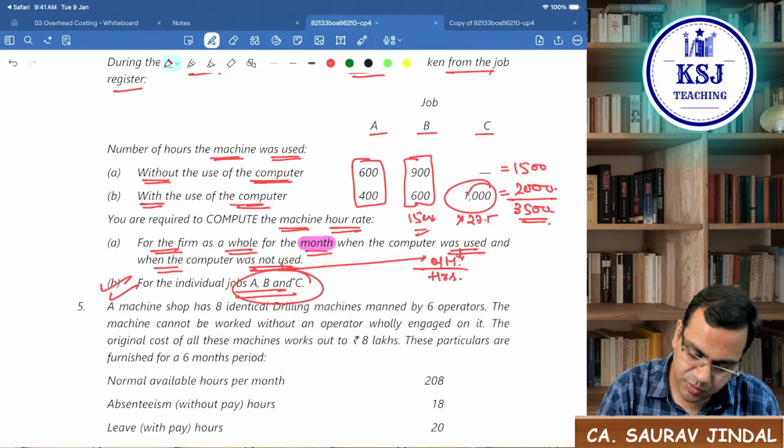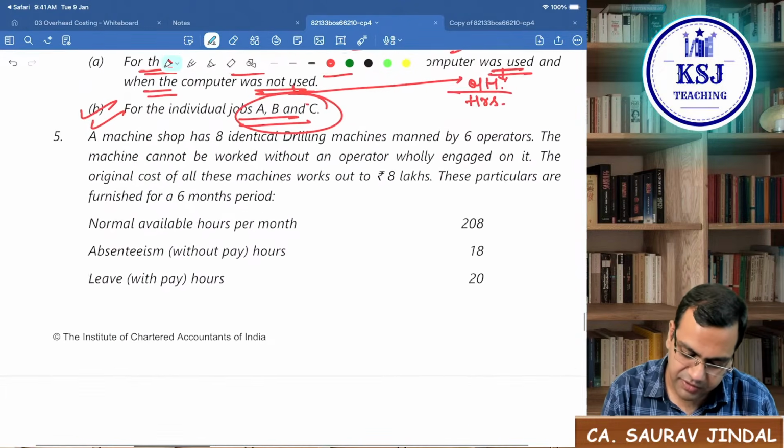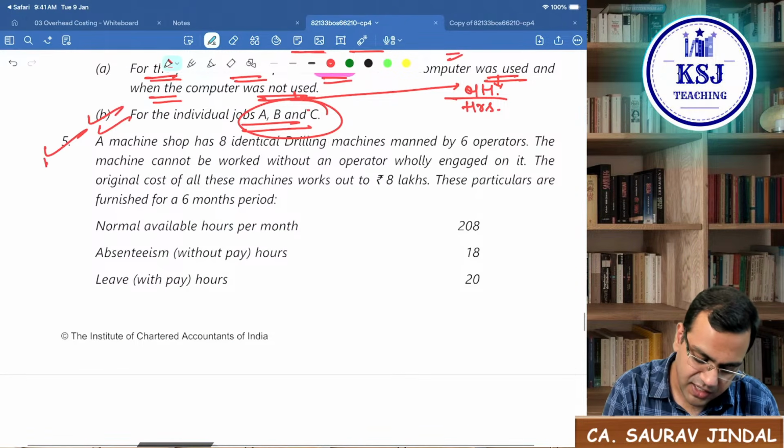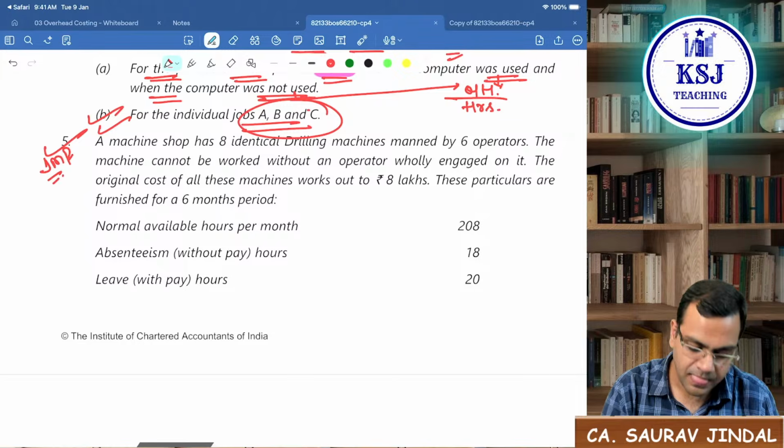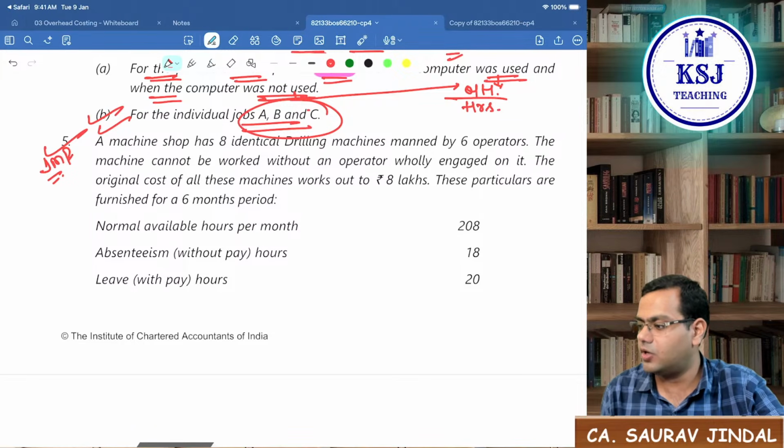So let's move on to the next question, that is question number 5. Again, a very important question. Question number 5 is again very important. I'll come to this.